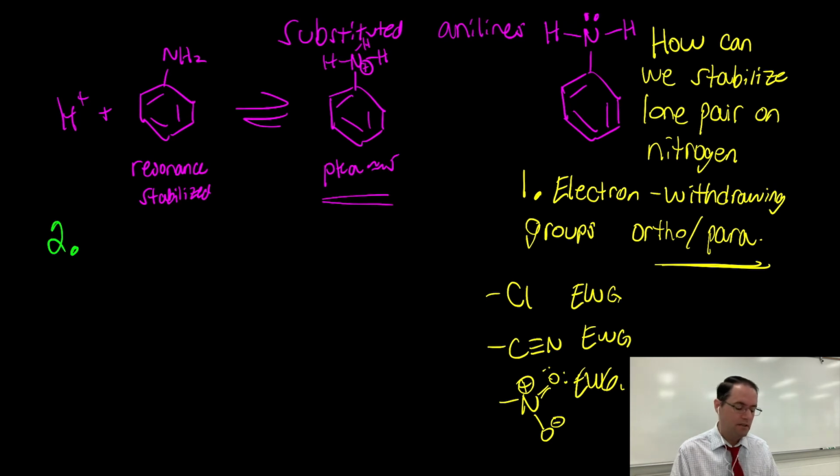Okay? Point number 2 is that if you have electron donating groups on the ring, it's going to destabilize the lone pair. So it's going to make it less acidic.